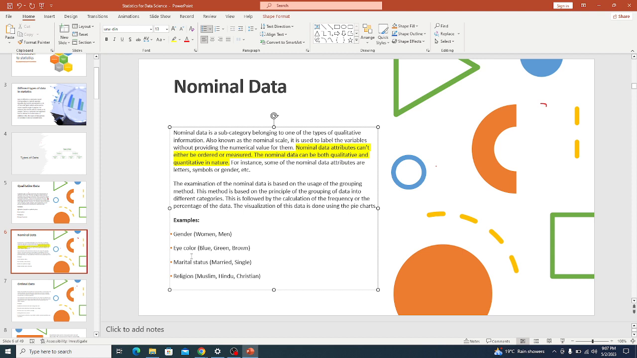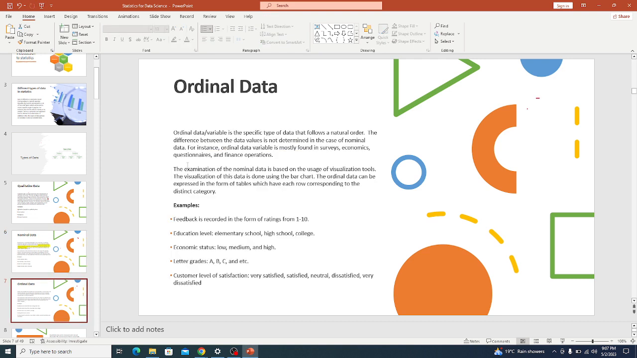Under marital status, the same. It's either you are married, single, or divorced. Then we have religion. It's either you are Muslim, Hindu, or Christian. I think I'm much clear under nominal data, unless you have a question before I proceed to ordinal data.